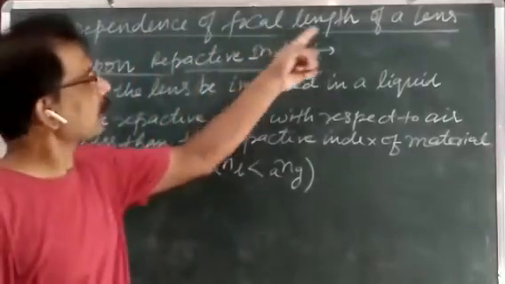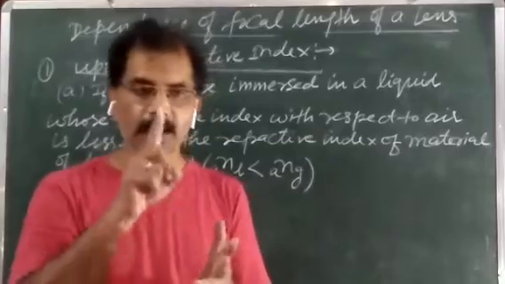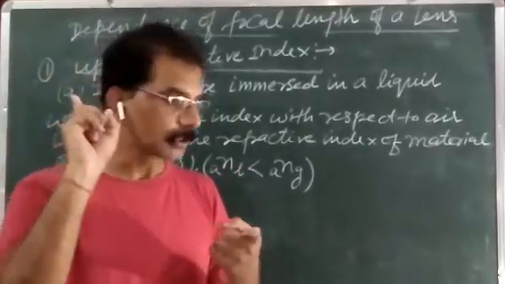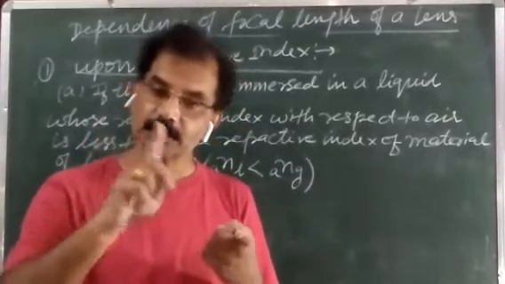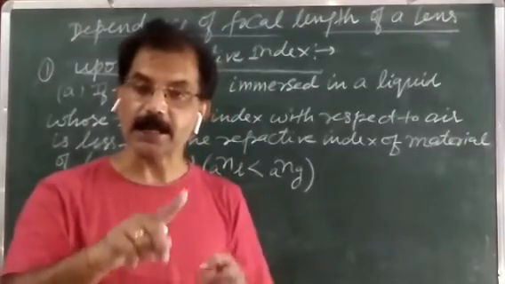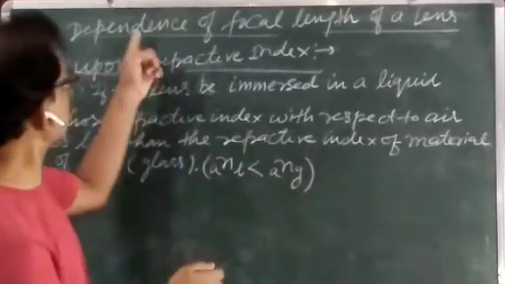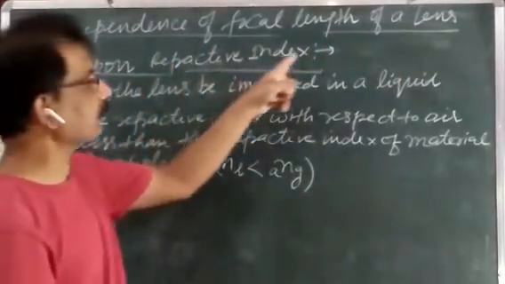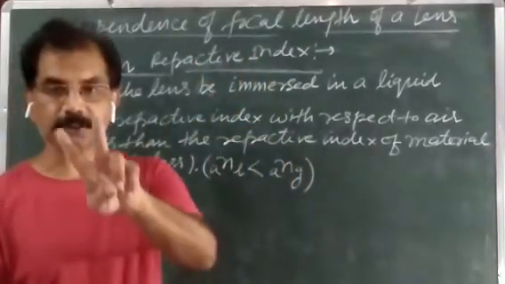Now, dependence of the focal length of the lens. You know, in the lens maker formula, 1 upon f is equal to (n minus 1) times (1 upon r1 minus 1 upon r2). It means the focal length of the lens depends on two factors. First, refractive index, as well as second one, radii of curvature of the spherical surface. So first I am going to take dependence of focal length of the lens upon refractive index. And in this case, upon refractive index, we will consider three cases.